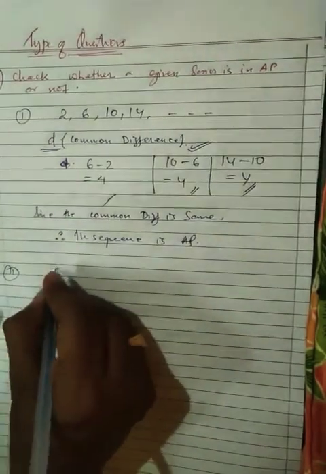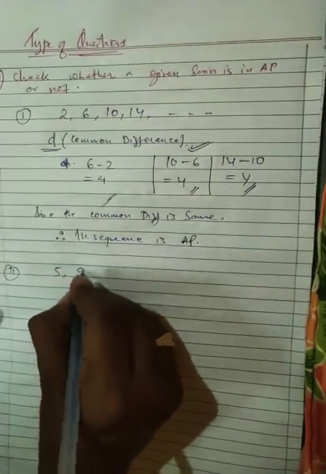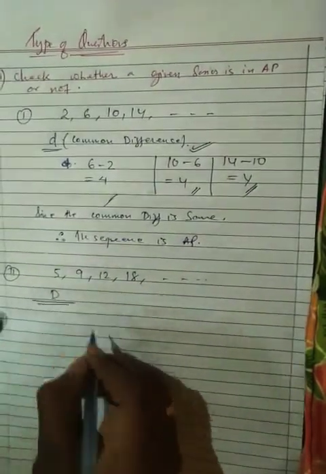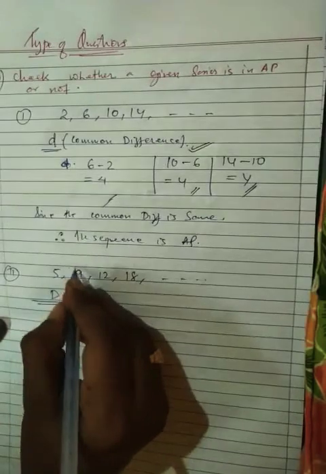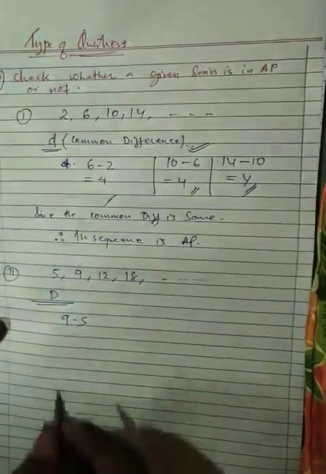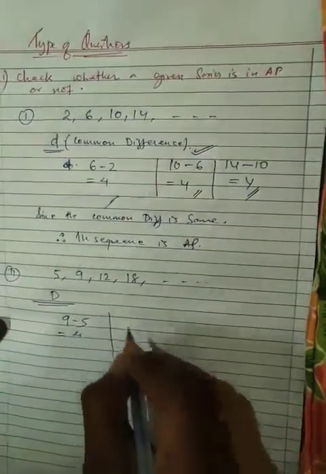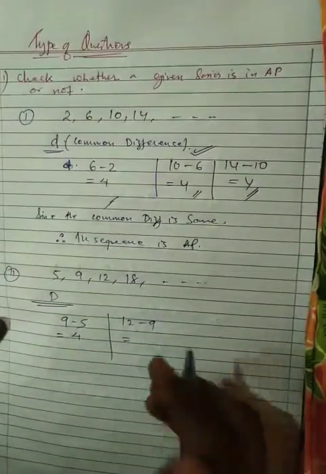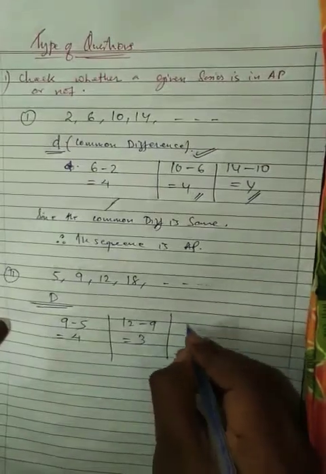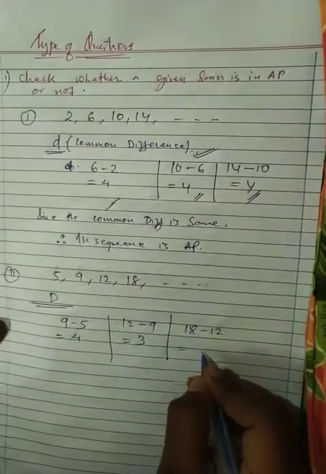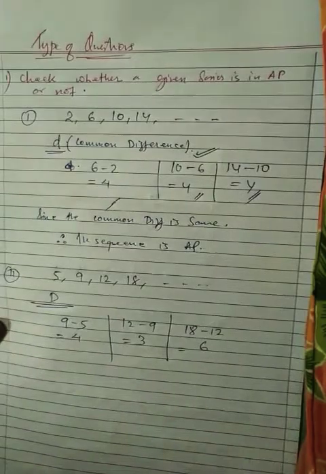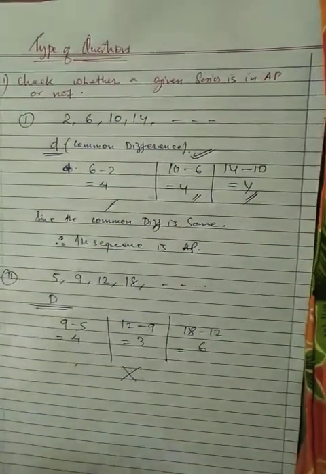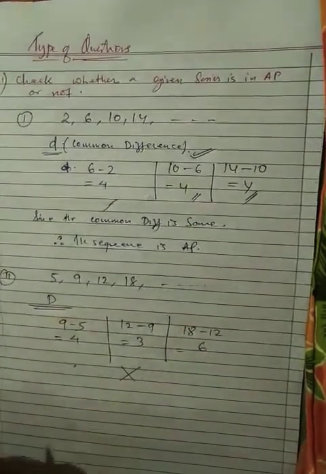Let's say I take 5, 9, 12, 18, and so on. If I take out the common difference in each case, what will we get? First case will be 9 minus 5. Always second minus first. So 9 minus 5 gives 4. 12 minus 9 is 3. 18 minus 12 is how much? 6. So in each case the common difference is different, so this is not an AP series. Clear? This is a type 1 question.